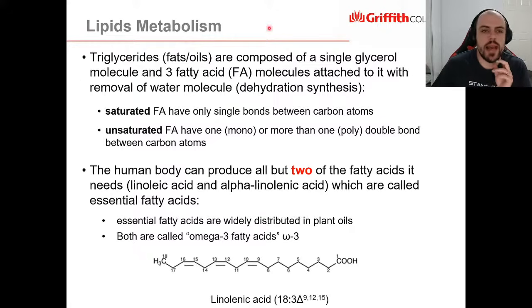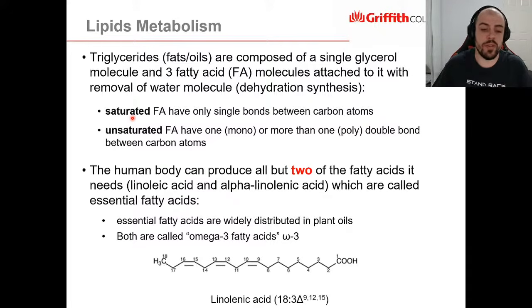Okay, so looking at our lipid metabolism, we are very, very good at synthesizing and creating the fats that we need. There are only two essential fats that we actually need in our diet, okay? And that's linoleic and alpha-linolenic acid.